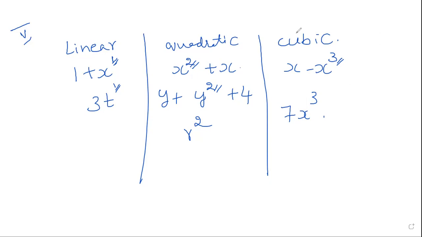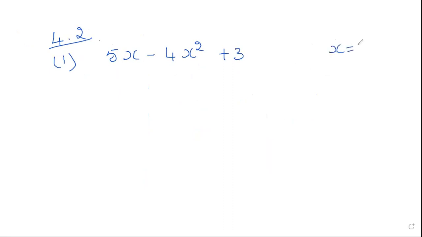Next we'll move on to the exercise 4.2. Find the value of the polynomial. You have to find the value of the polynomials, children. So I'm writing the expression 5x minus 4x square plus 3 at x is equal to 0, x is equal to minus 1 and x is equal to 2.